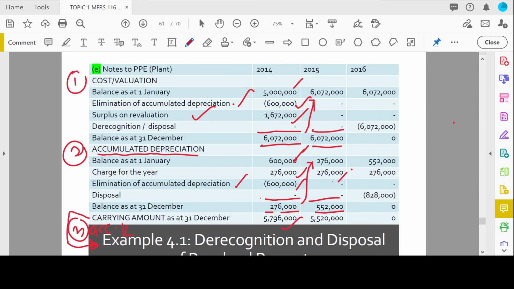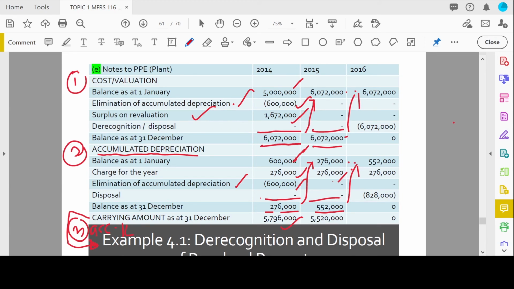So again, if you want to check whether you did this correctly or not, you go back to your working and check: carrying amount as at 31st December 2015, is it 5.52? If it is yes, then your answer is correct. What about year 2016? As usual, the closing balance will become the opening balance, for both cost and accumulated depreciation.